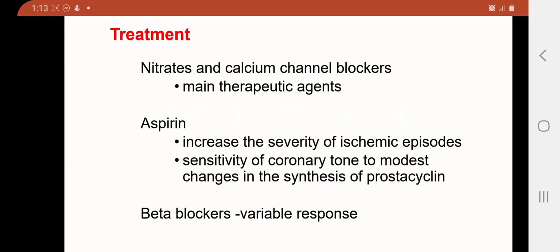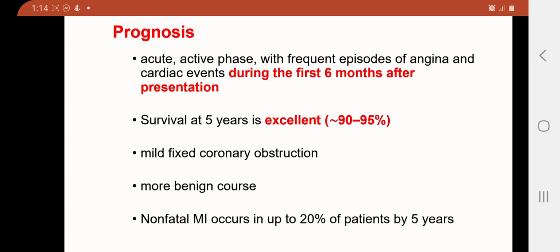So, treatment: nitrates and calcium channel blockers are the main therapeutic agents. Do not give aspirin as it tends to increase the severity of ischemic episodes, and the sensitivity of the coronary tone to modest changes in the synthesis of prostacyclin is increased by giving aspirin. Beta blockers have variable response.